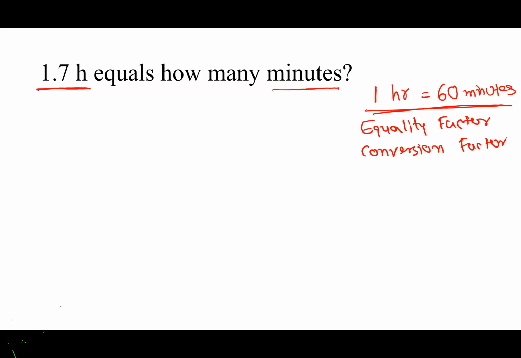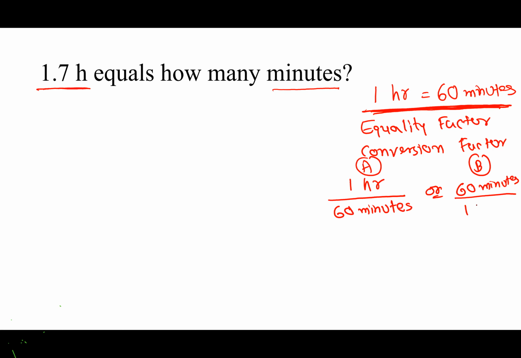Now remember, every time you have this equality factor, there are two ways you can write this to solve the problem. What are the two ways? Very simple. You can put any one on the top. In this case, we are putting 1 hour on the numerator and 60 minutes at the bottom, or we can say denominator. Either you can use this form, which I'm going to call A, or you can write this in this fashion in which you're putting minute on the top. You can use either of these forms to solve the problem.